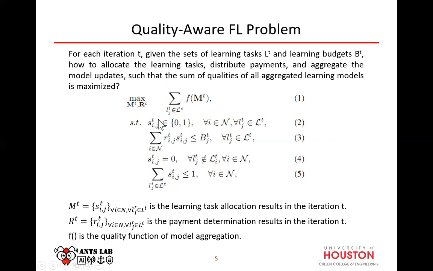This T means the communication round. But for different rounds, we are at different progress, right? Maybe some tasks have been finished, and sometimes some tasks are still ongoing. So in this case, how are you going to define this T and the sets of learning tasks here?